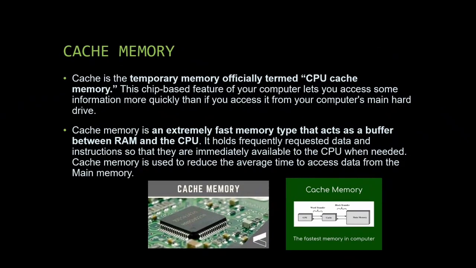Next is a cache memory. The cache is temporary memory, officially termed as CPU cache memory. This chip-based feature of your computer lets you access some information more quickly than if you access it from your computer's main hard drive. The cache memory is an extremely fast memory type that acts as a buffer between RAM and the CPU. It holds frequently requested data and instructions so that they are immediately available to the CPU when needed. A cache memory is used to reduce the average time to access data from the main memory.